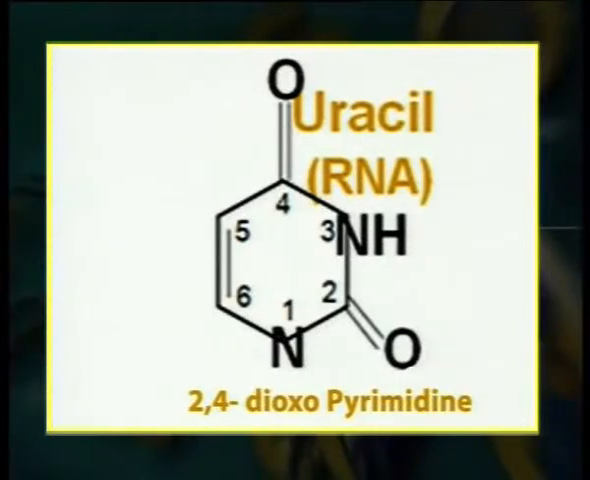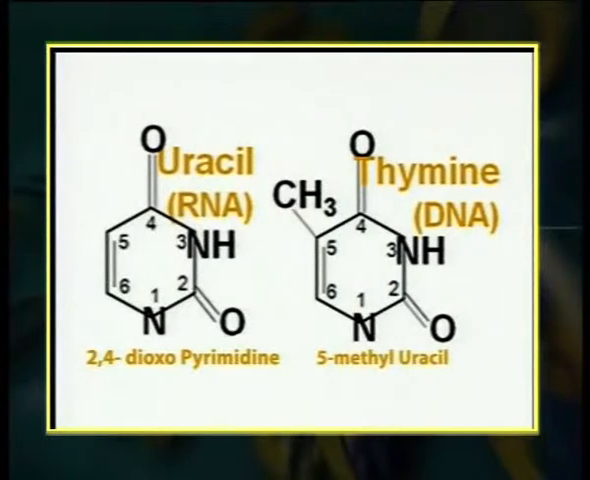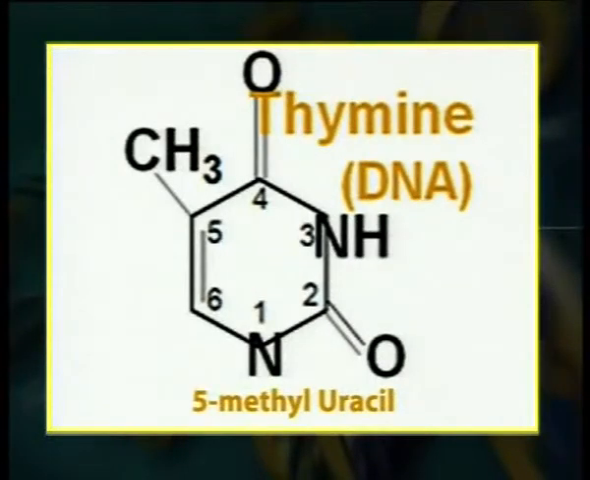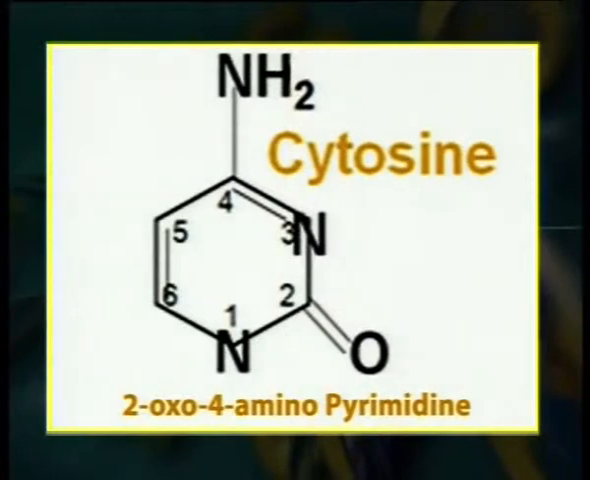In uracil, a keto group is present at the 2nd and 4th carbon. So, it is 2,4-dioxopyrimidine. The only difference between uracil and thymine is the presence of a methyl group substituted at position 5. Thus, thymine can also be called 5-methyl uracil. In cytosine, a keto group is present at the 2nd carbon and an amino group at the 4th carbon.